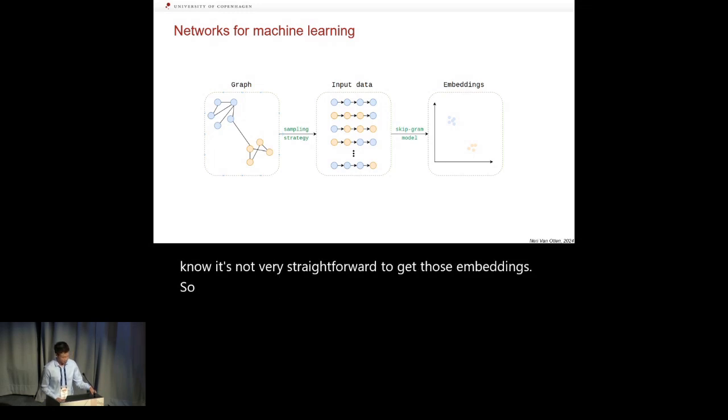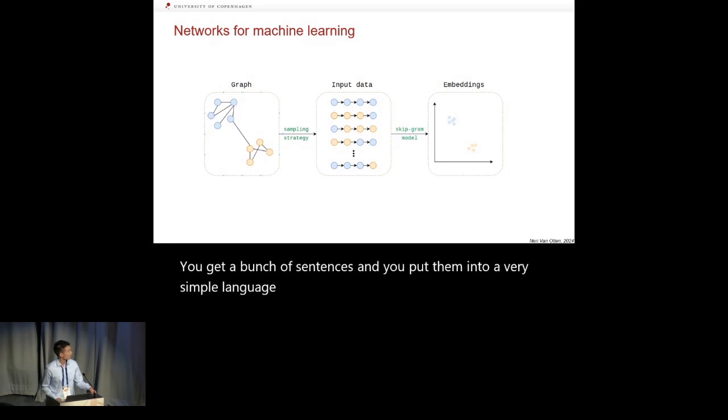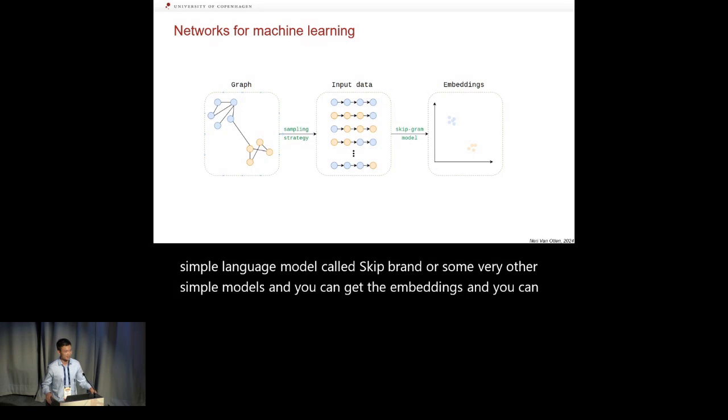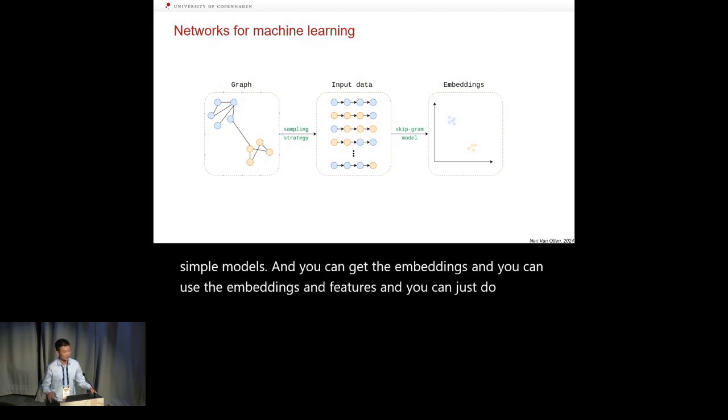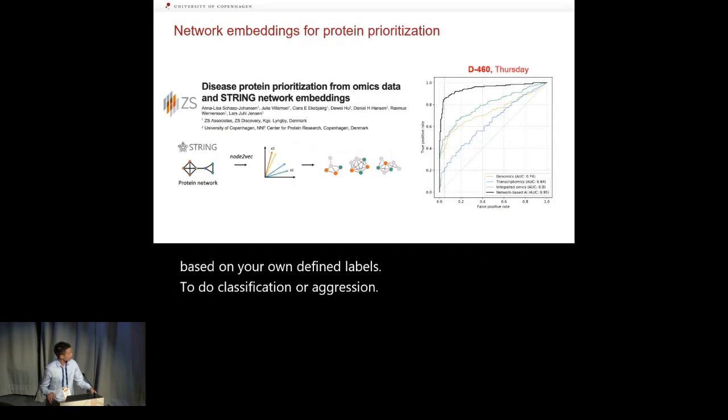Because when you have a graph, firstly you have to do random sampling to generate random walks, and then you get a bunch of something like sentences. You put them into a very simple language model called skip-gram, or some other simple models, and you can get the embeddings. And you can use the embeddings as features, based on your own defined labels, to do classification or regression. And this method usually works very well.